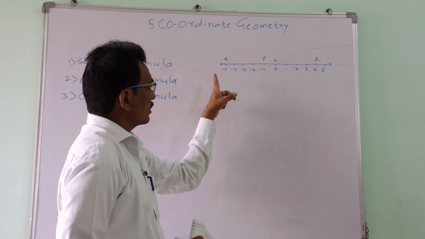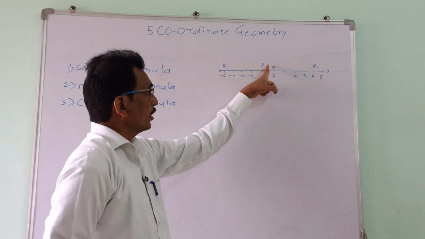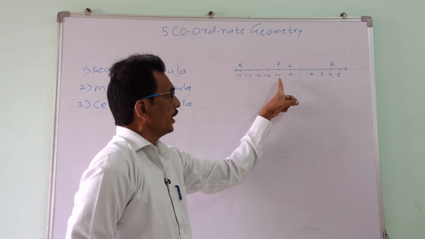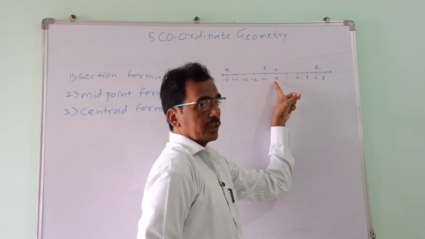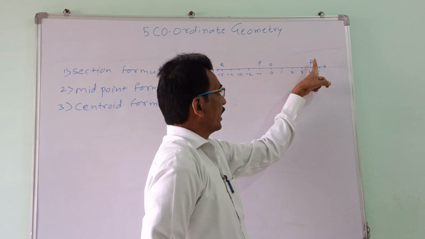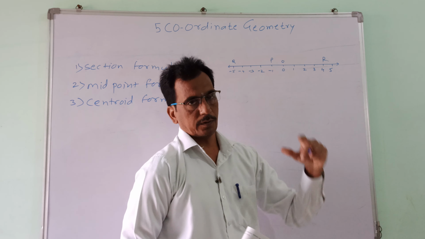Coordinate of point Q is -5. Coordinate of point P is -1. Coordinate of O is the origin, 0. And coordinate of point R is 4.